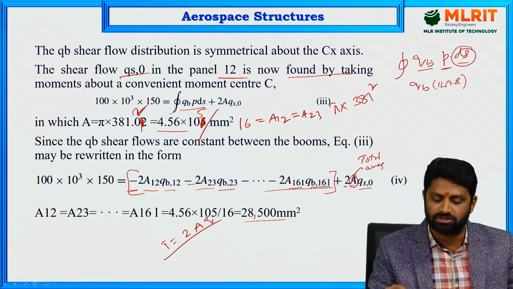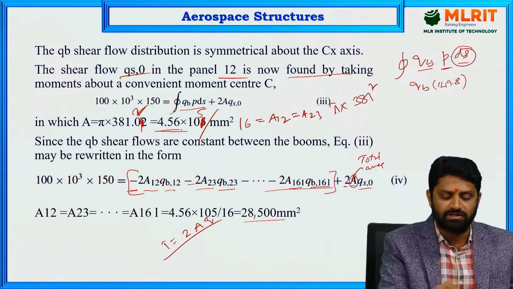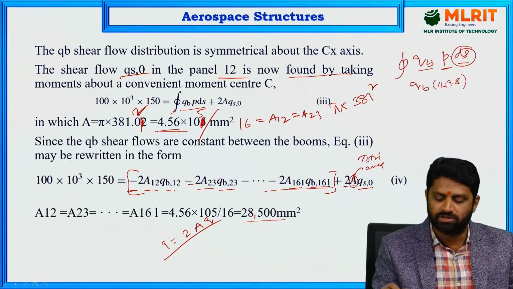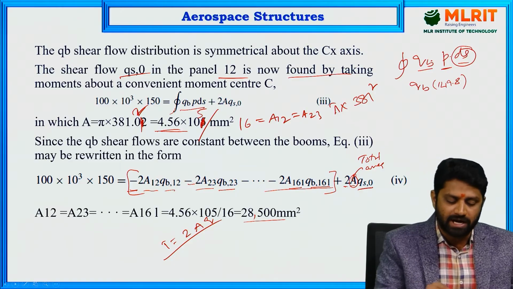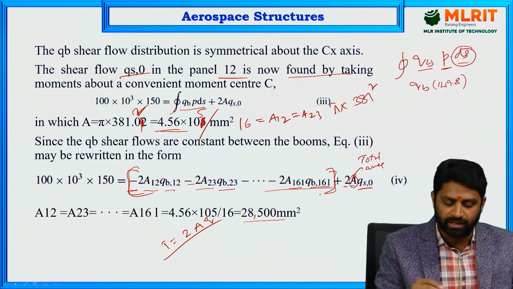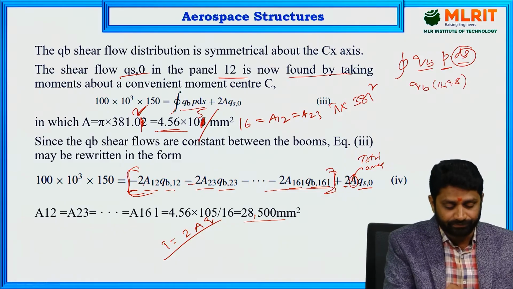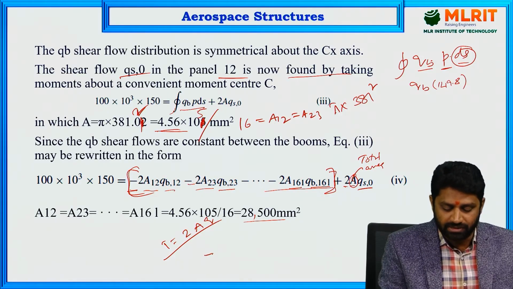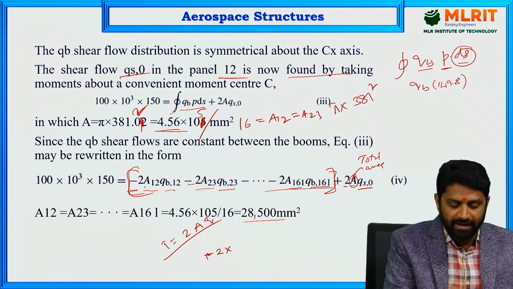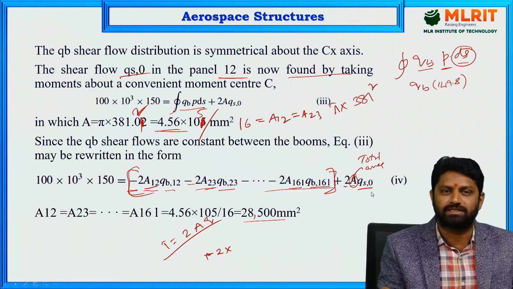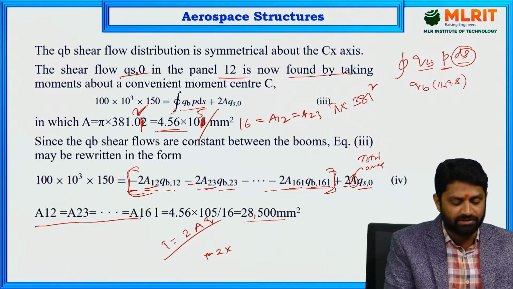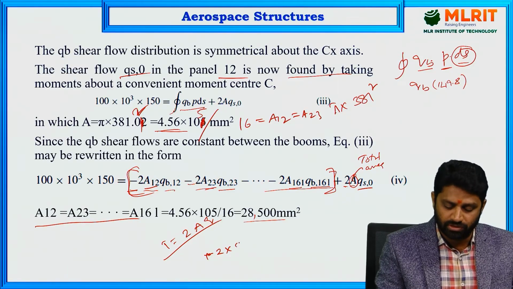Total area you are going to substitute, which is nothing but 4.56 into 10 to the power of 5, and QS naught we will write as it is. So writing this part is important. And here also you can take this minus 2 common, or you can take the 2 common, and then A12, A23, and so on, A16. So we've seen from this equation that all the areas are same. So you can take 28,500 also common.